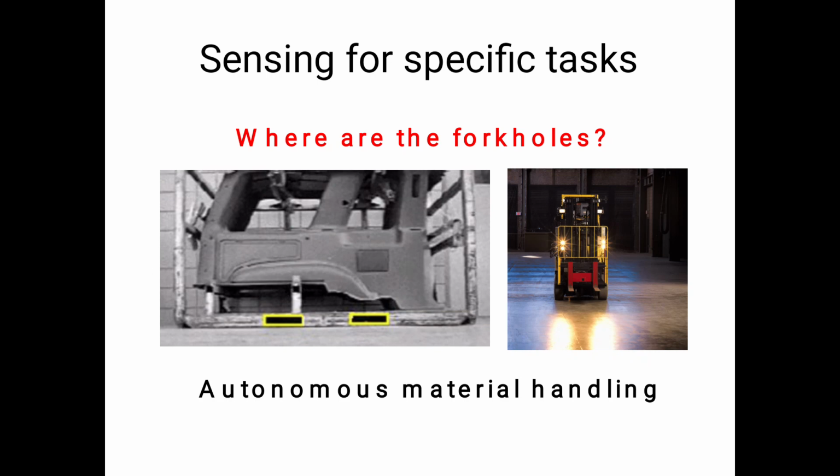Next is like forklifts. So on the left side you can see the white yellow rectangles. These are nothing but forklift holes. So when the forklift is automatic, meaning it is robotic, unmanned, or there is no operator operating it, it is operating on itself. So the sensors will sense the holes and the forks should go inside these holes to lift the fork.